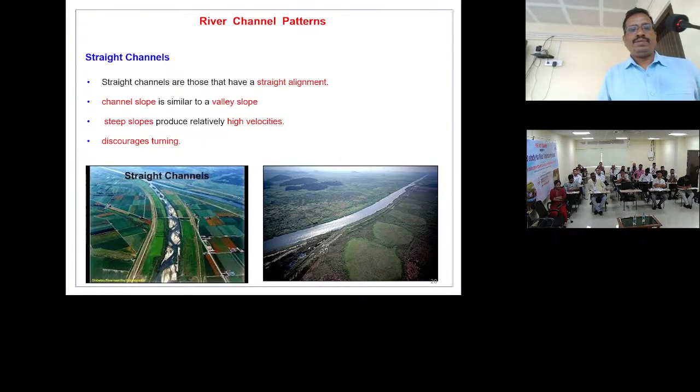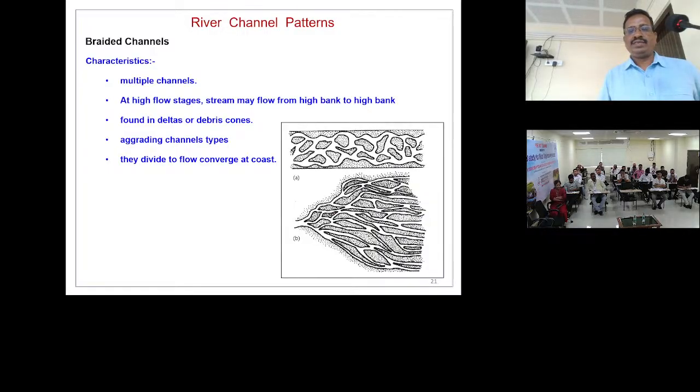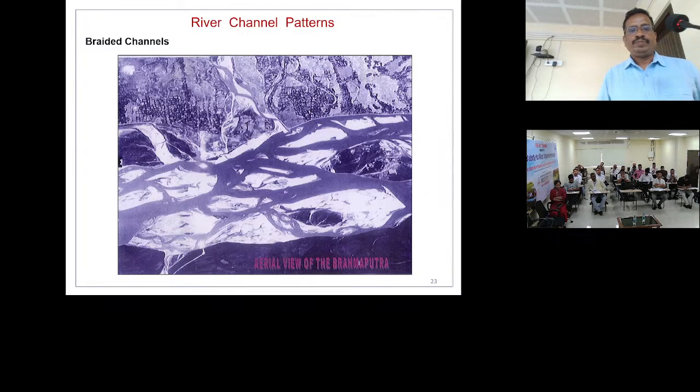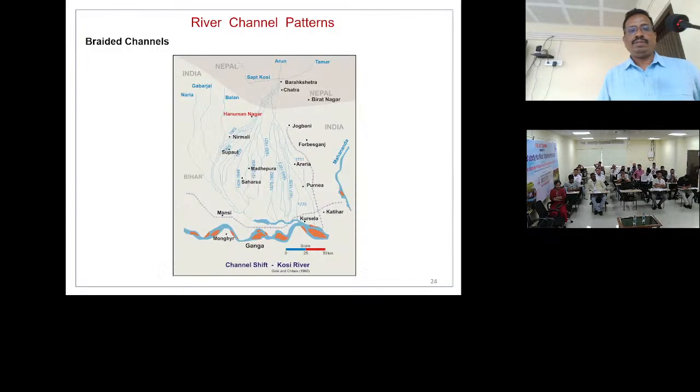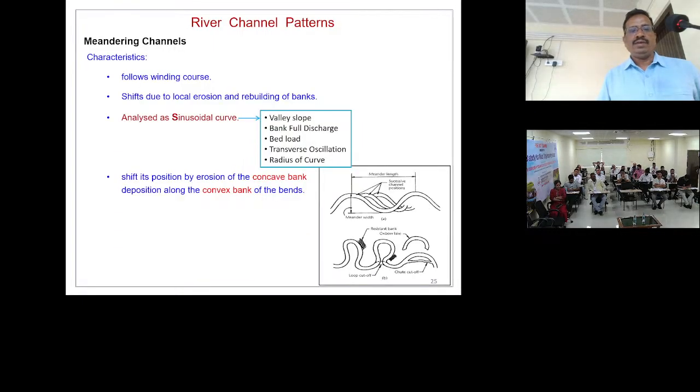These are different types of river: straight channels, braided channels. I have explained. These are the pictures of braided channels. Meandering is also one of the characteristics of a river. Flow has a winding course that shifts due to local erosion and rebuilding of banks. A sinusoidal curve can be found in this meandering pattern of rivers.